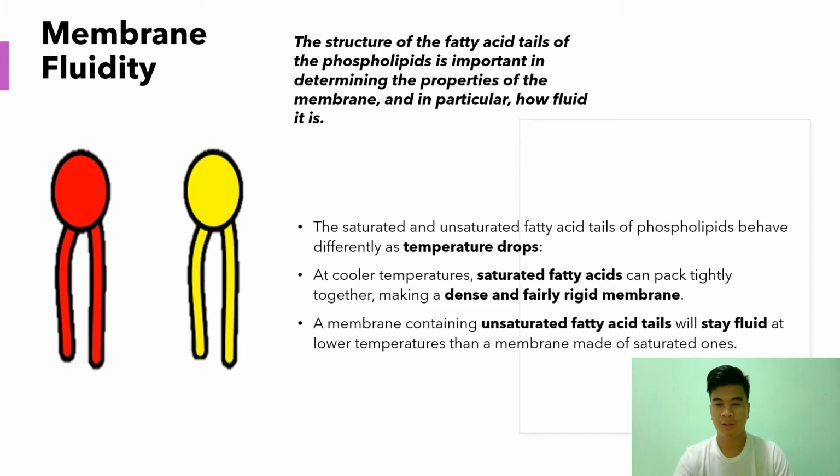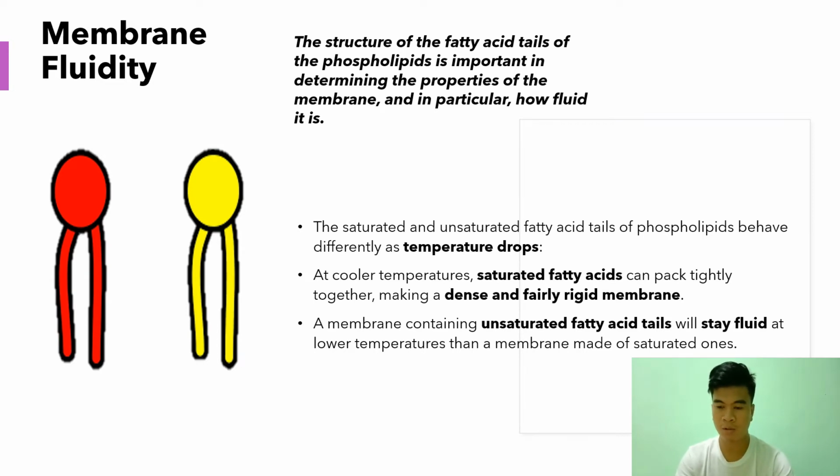Membrane fluidity. The structure of the fatty acid tails of the phospholipids is important in determining the properties of the membrane and in particular how fluid it is. Also, membrane fluidity is affected by fatty acids, more specifically whether the fatty acids are saturated or unsaturated. The saturated and unsaturated fatty acid tails of phospholipids behave differently as temperature drops.